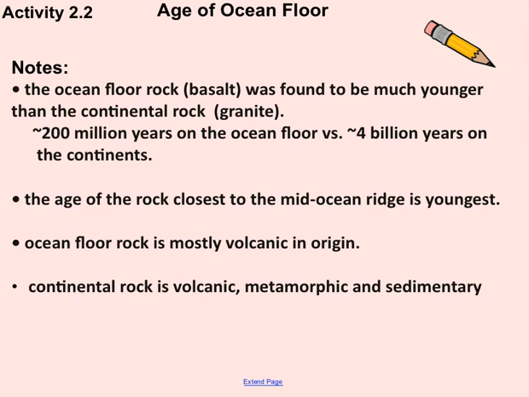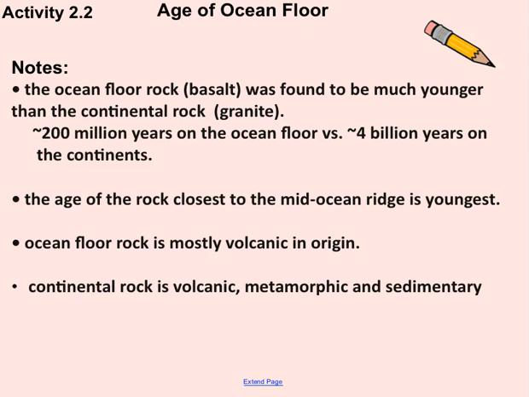Because ocean floor rocks, well, if we remember when we talked about trenches, ocean floor rock is more dense. So when two plates meet, it's the ocean floor that's going to subduct. And as a result, it's always being created, but it's also always being destroyed. Continental rock can be destroyed, but it tends to be less dense and it tends to stay on top when there's a collision. So the age of the rock closest to the mid-ocean ridge is youngest, and the ocean floor rock is mostly volcanic in origin.